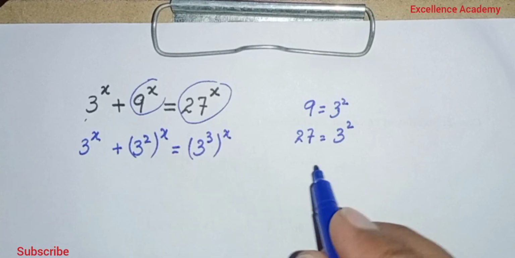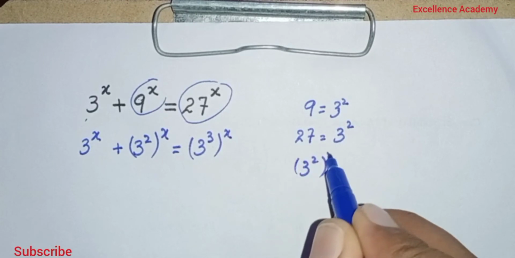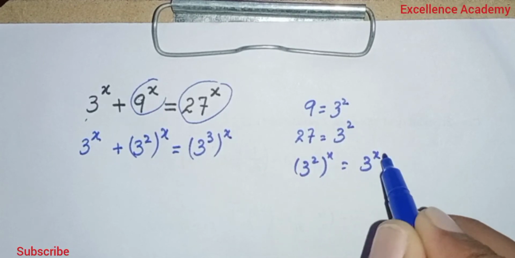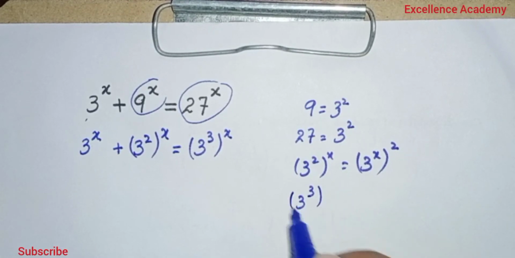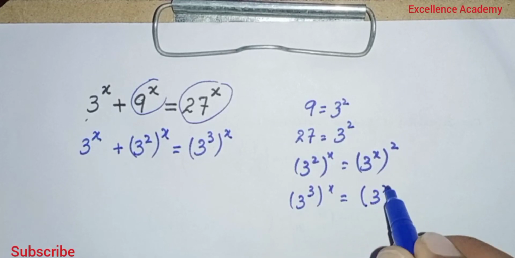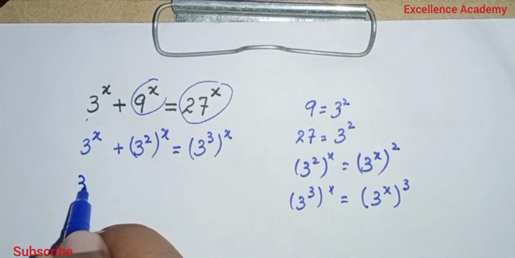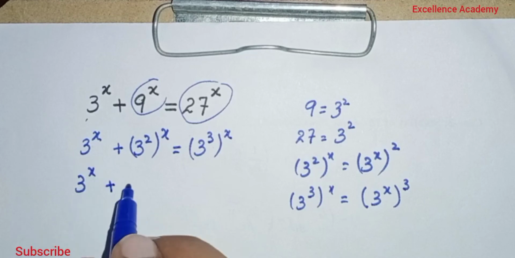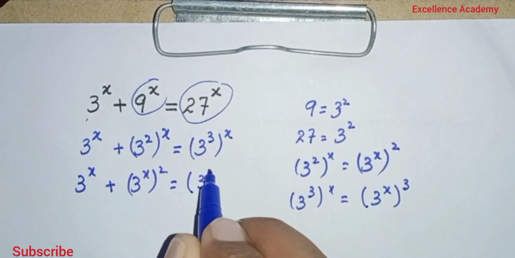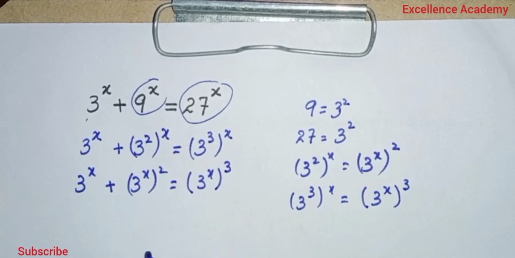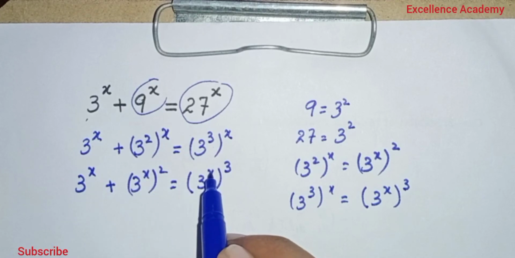Now we can write (3^2)^x as (3^x)^2. Similarly, (3^3)^x we can write as (3^x)^3. Then our equation will become 3^x + (3^x)^2 = (3^x)^3. Now if we focus on our equation, 3^x appears in every term.